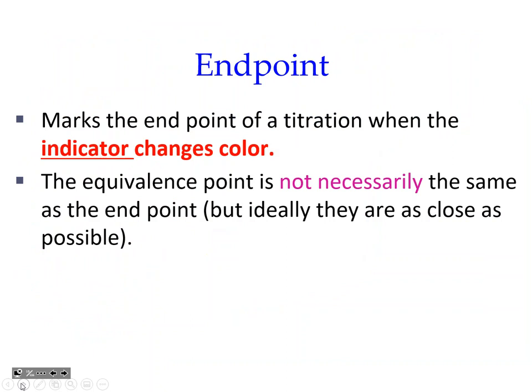Let's talk about the endpoint. What is the endpoint? It marks the point of the titration when the indicator changes color. And if you pick a good indicator, it should change color at your equivalence point, because you should know which types you're dealing with when you're doing your titration. And you've done enough research to make sure that you've picked an ideal indicator. However, the endpoint is not necessarily exactly when the stoichiometric moles equal moles, that equivalence point, but you try to make it as close as possible so you get accurate data.